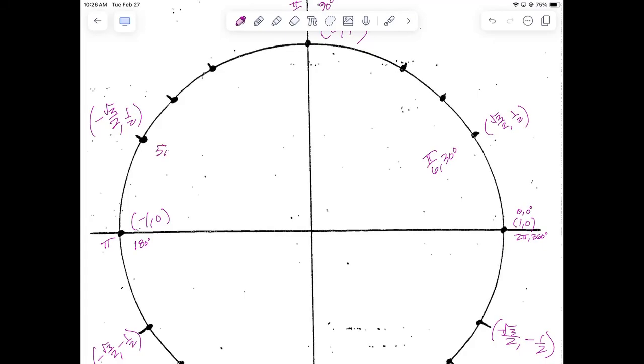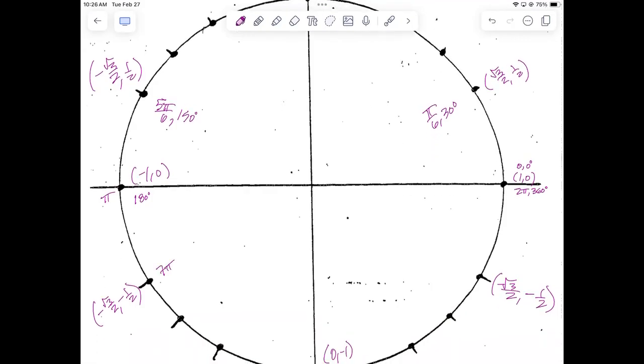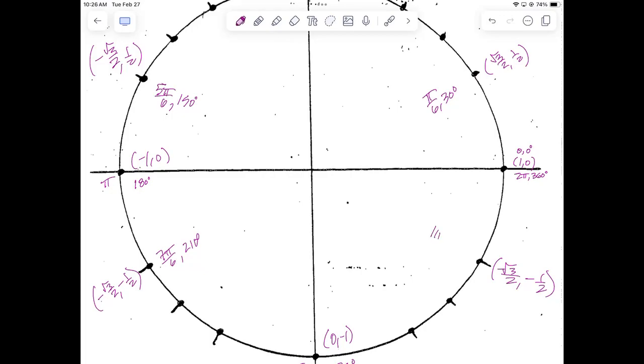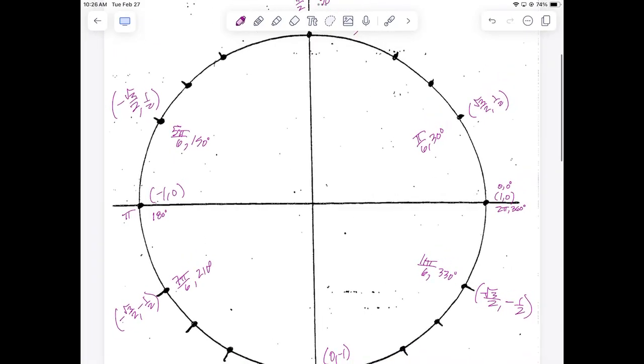This one is 5 pi over 6, or 150 degrees, 30 degrees short of 180. The next one is 7 pi over 6. See how the radians are actually easier? 7 pi over 6, which is 180 plus 30, that's 210. And then over here in quadrant 4, that's 11 pi over 6. And then 30 degrees short of 360 is 330 degrees. I am now done with all of my 30 degrees or pi over 6 reference angles.